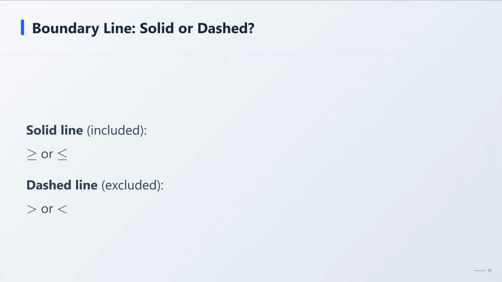One more important detail, how do you know whether to draw a solid or dashed line? It's simple. If the inequality includes an equal sign, greater than or equal to, or less than or equal to, use a solid line because points on the boundary are part of the solution. If there's no equal sign, just greater than or less than, use a dashed line to show the boundary itself is not included.